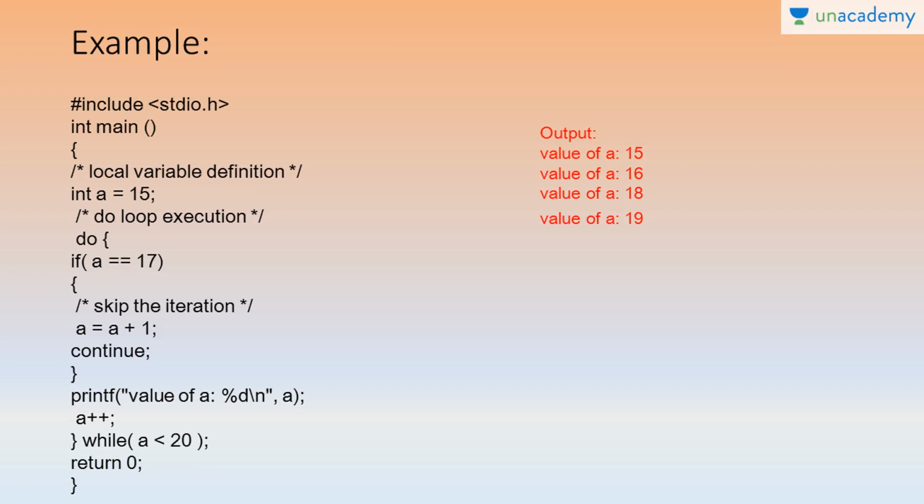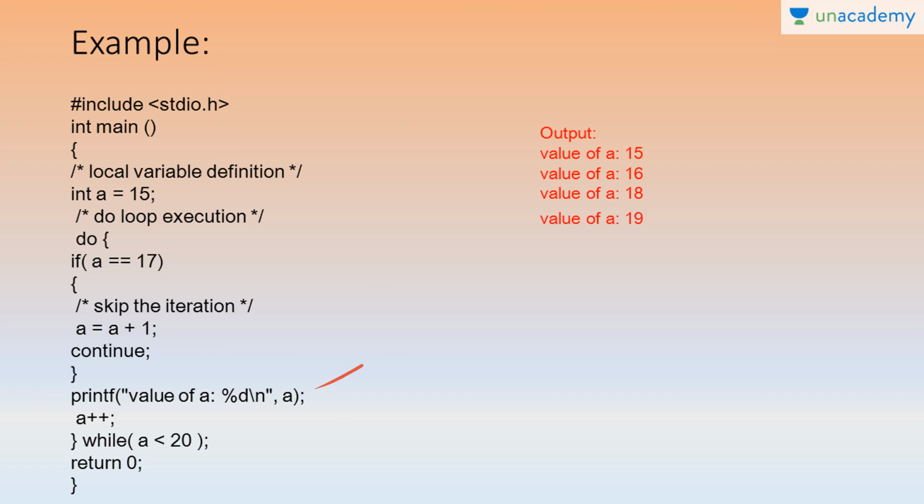We'll go through an example now. int a = 15 is our declaration. Then: if a is equal to 17, a = a + 1, increment, continue. This statement will be executed while a < 20, which is the condition we will be checking. So inside do, if a is equal to 17, we'll be incrementing, then continue. Continue means it will skip the next part, then printf, the value of a will be printed.